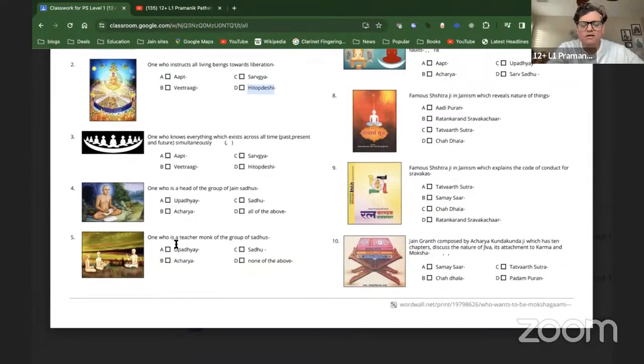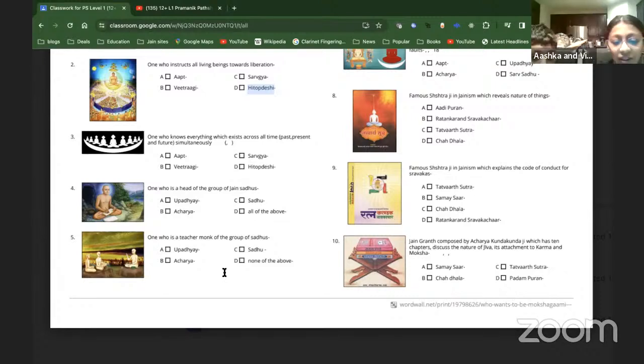Okay. Who are the teacher monks, responsible for teaching other monks? What is the name for them? Hint: they are fourth in the Panch Parameshti order. When you say Namokar Mantra, the fourth one, what's the name for them? You want to make a guess, Ashka? Is it Upadhyaya? Yes, Upadhyaya is the right word.